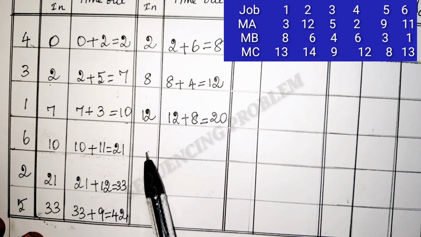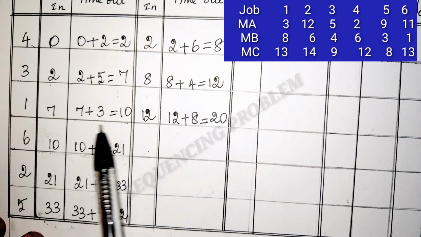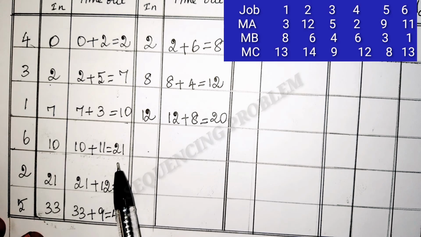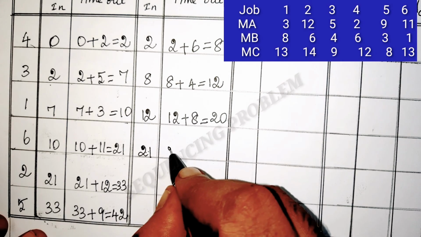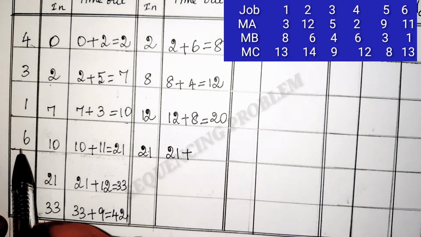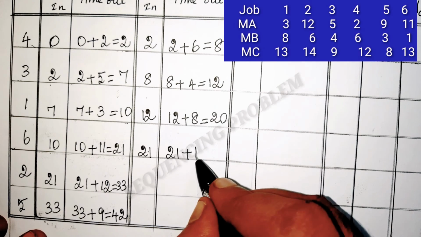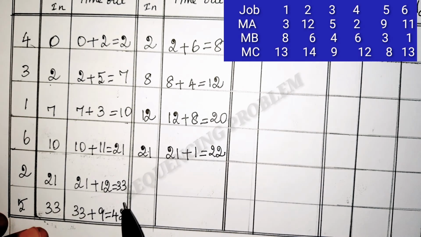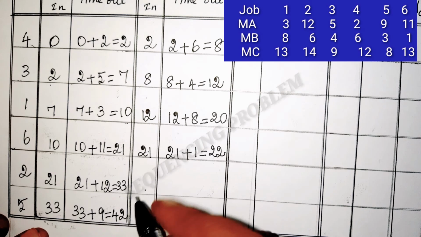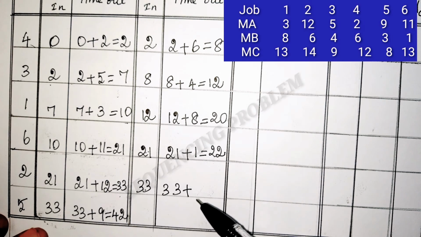In time for job 6 is 20, but here machine A completes the 6th job only at 21 hours. Out time is 21 plus processing time for job 6 on machine B, which is 1. So 22. For the next one, in time is 22, but job 2 on machine A completes only at 33 hours. So time in for machine B is 33 only. Time out is 33 plus processing time of job 2 on machine B, which is 6.